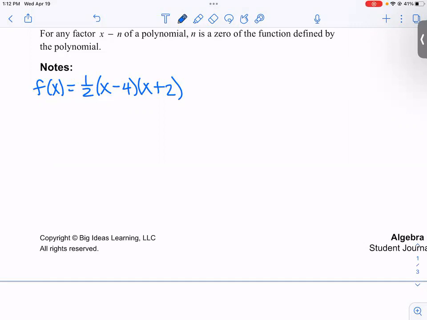Okay, so here's the deal. We could FOIL that out and multiply it by 1/2, but that sounds like kind of a lot of work. So let's do this. Let's set this equation equal to 0.